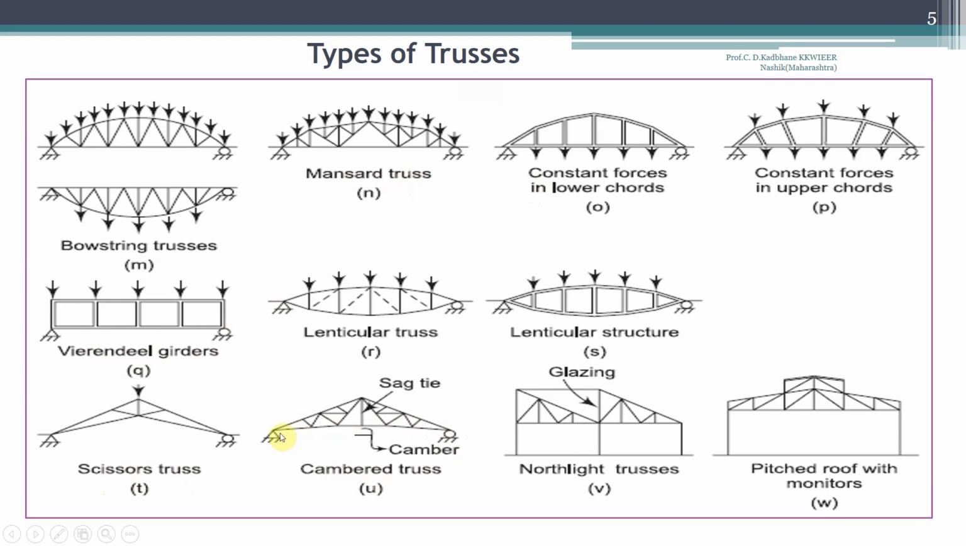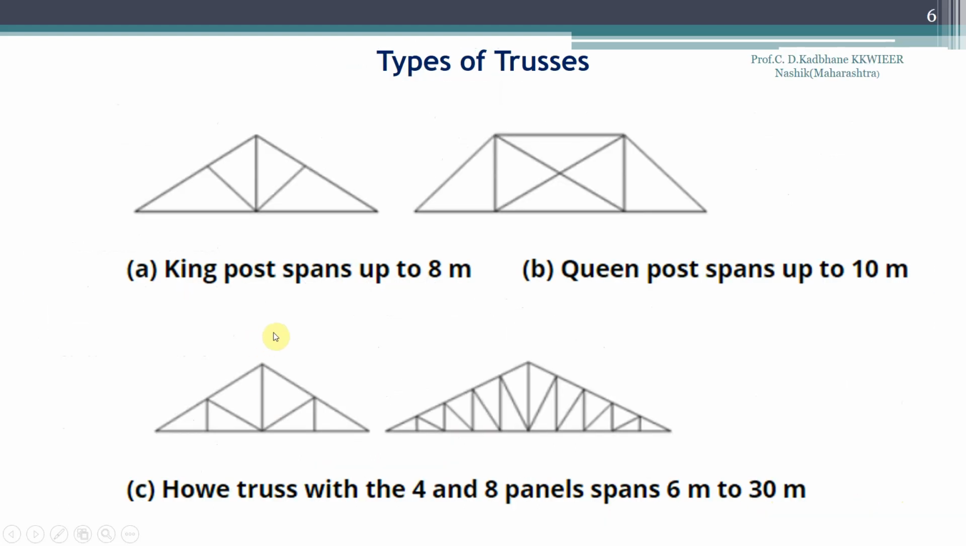Here the bottom portion or bottom tie portion is a little bit cambered, uplifted in an upward direction, so this is called a cambered truss. Then this is a north light truss, and this is a pitched roof with monitors.